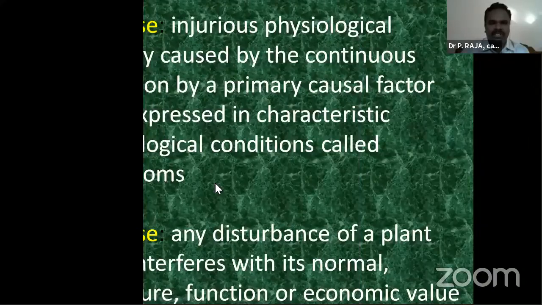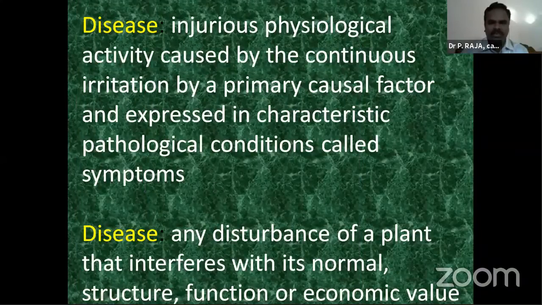Injuries of physiological activity caused by the continuous irritation by the primary causal factor. The primary causal factor may be biotic, fungi, bacteria, or virus or viroids, and it is expressed in a characteristic pathological condition called a symptom. So when the pathogen starts attacking the host, as a result of its continuous irritation, it produces some condition, an expression that you call a symptom. And disease is any disturbance of the plant that interferes with its normal structure, function, or economic value.